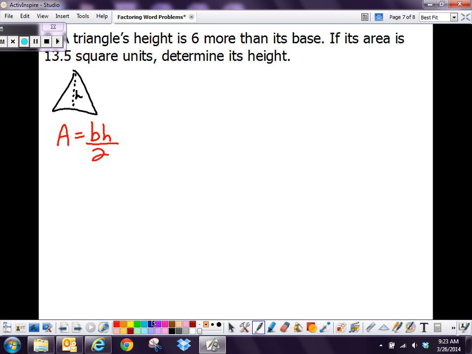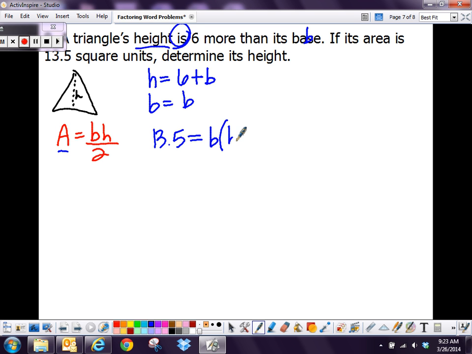Okay, so I'm going to see what it's telling me. It says a triangle's height is, so height equals 6 more than the base. I'm going to say the base is B. And my base, I just said, was B. If its area is 13.5 square units, determine its height. So I'm going to plug in everything that I know again into this formula. So my area, it says, is 13.5 equals my base, which is B, times my height, which is B plus 6, divided by 2.